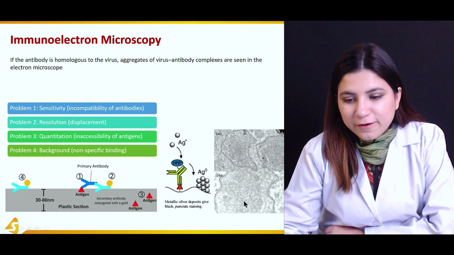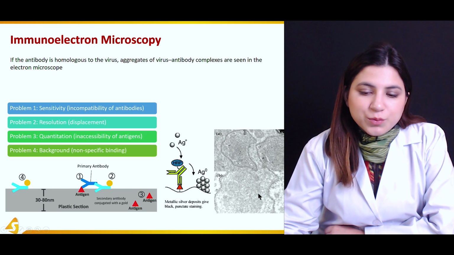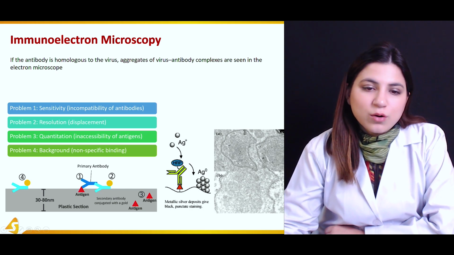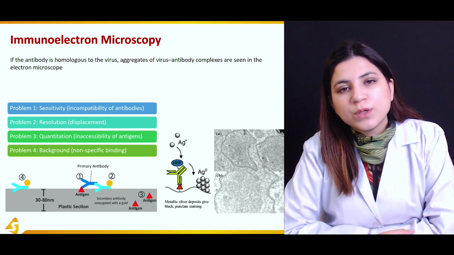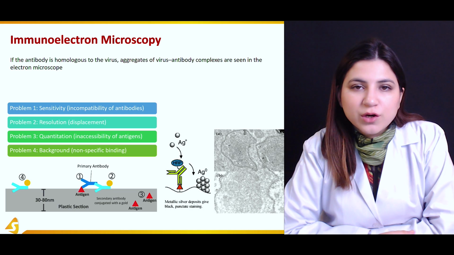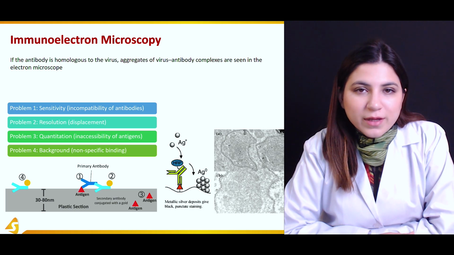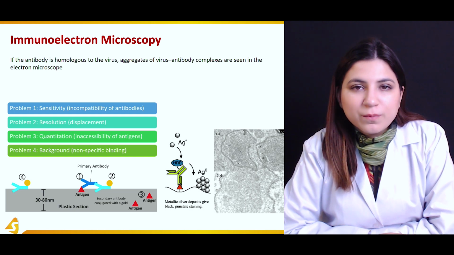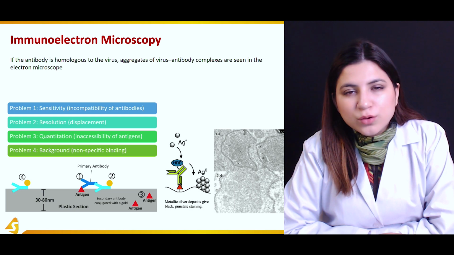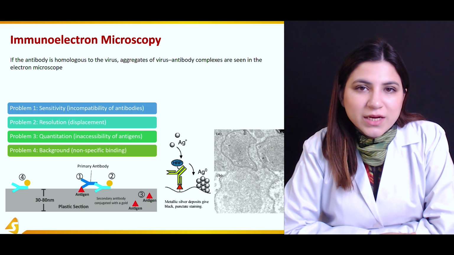You can see here there are no black spots, which means that these cells are not infected. The problem with this type of technique, immunoelectron microscopy, is first the sensitivity: in certain cases you cannot identify the type of virus, and thus you cannot bind a particular antibody to the virus. Second is the resolution. We need a really good resolution in order to see the complexes that are formed inside a cell.